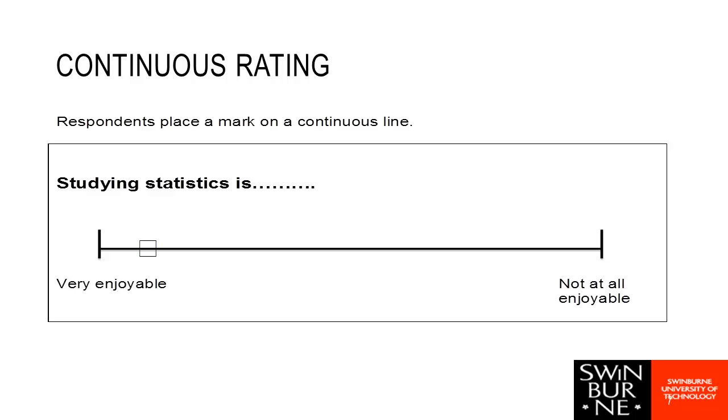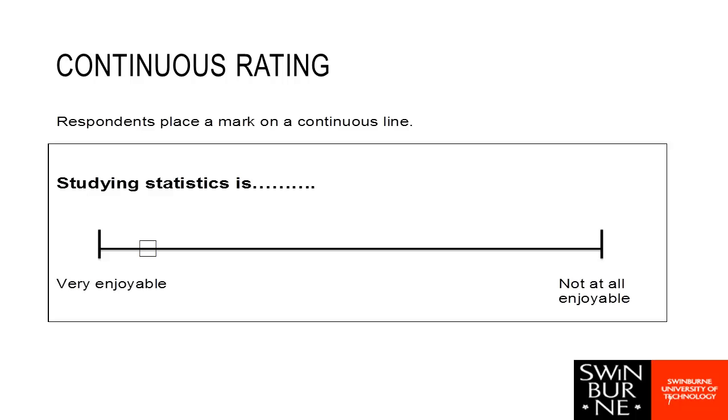So this one is what we call a continuous ranking. Continuous ranking is where we give our participants a line. Notice there's actually no numbers on the line, and we ask a question or give a statement, and we want them to place a mark somewhere along that line that in this case is indicating their enjoyment of statistics. And so what we would do when we analyze this is we would convert that distance along the line into a number. It's going to be a little bit tricky if we're doing a paper survey because you've got to sit there and measure it.